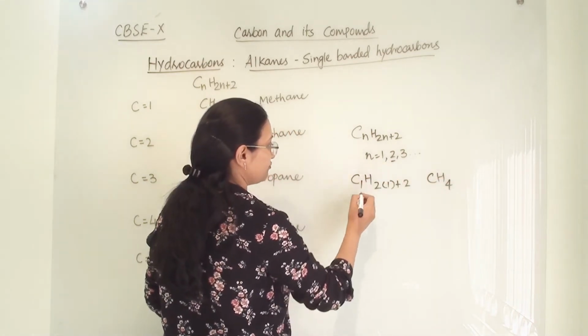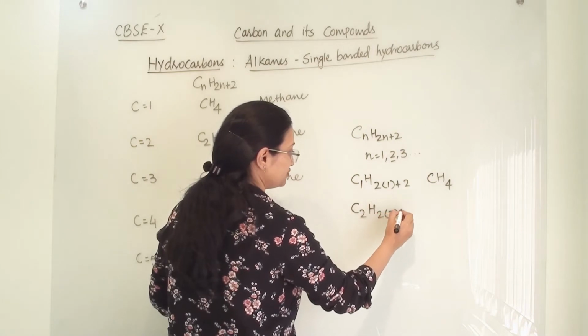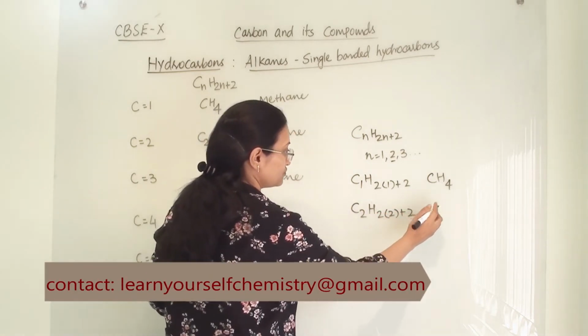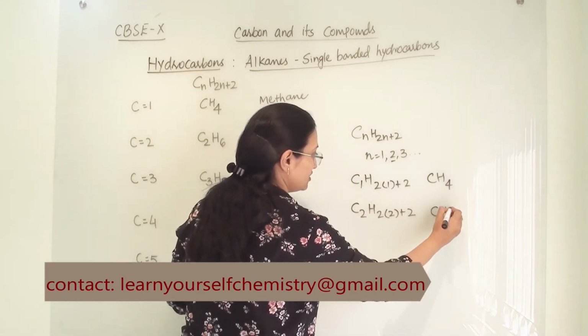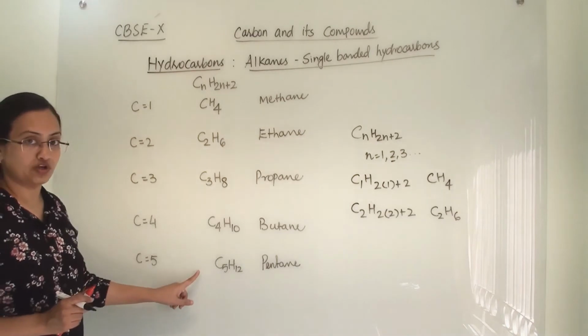Then similarly for n equals 2, C2H(2 multiplied by 2 plus 2). So 2 into 2 is 4, plus 2, so 6. So it is C2H6. And so on, we get all these molecules.